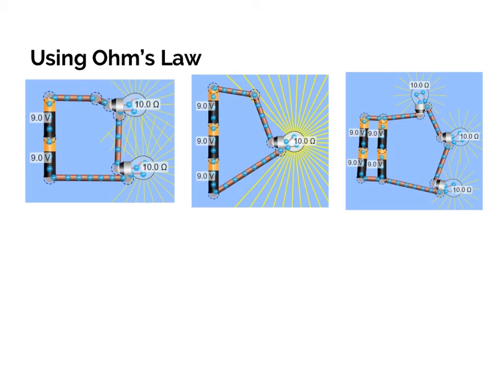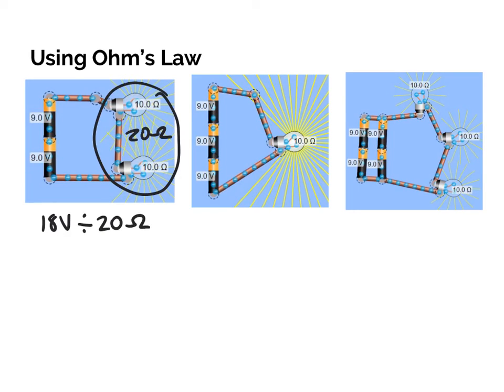So if I just want to find this current, here I have, again, two batteries in series, so that would be 18 volts total. I have two light bulbs together, which would be a combined 20 ohms of resistance. So if I take 18 volts and divide it by 20 ohms, that would give me a current of 0.9 amps. Okay, so again, we're using Ohm's Law here, which says that the current produced is the voltage divided by the resistance.